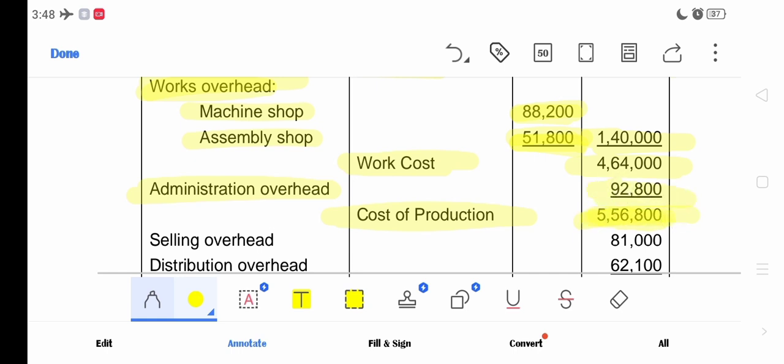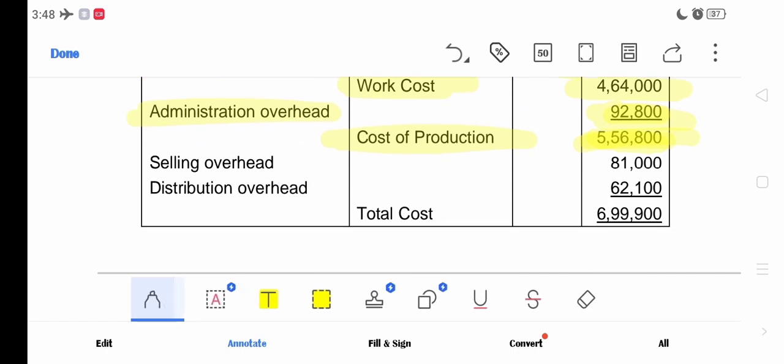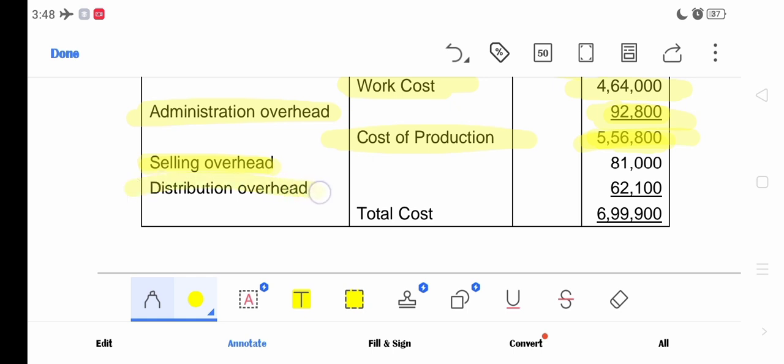What is this administrative overhead? 92,800. If we have added, so cost of production is 5,56,800. Now we are going to add this selling overhead and distribution overhead to arrive at the total cost. Actually here it comes, the cost of sales, no? So yes, that is total cost.